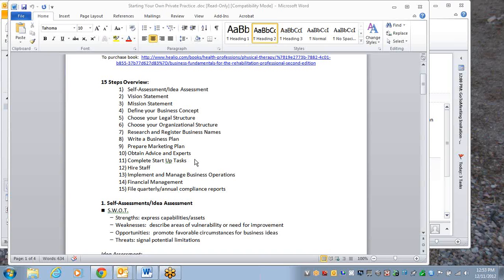Step number 11 is complete those startup tasks. Once you've made that decision and you're feeling pretty good about it, back to Sean's question, you take the leap and start off simple. I've seen business plans where they're going to spend $250,000 on equipment, and I say, why? Because if you sink, what are you going to do with that? Even if you do a fire sale, you're going to get maybe $1 per $100 of what you spent. So don't start off expensive.